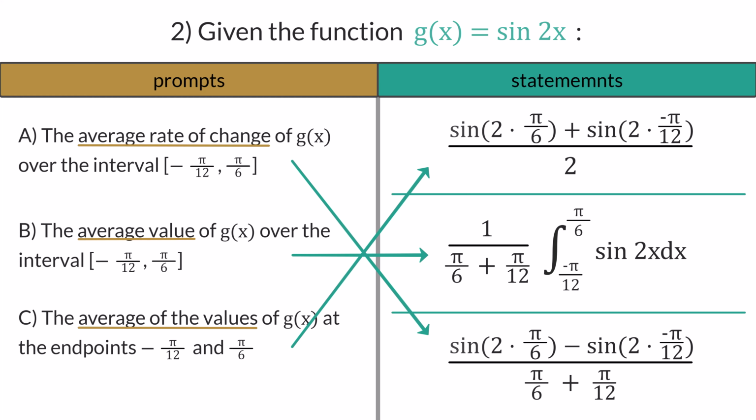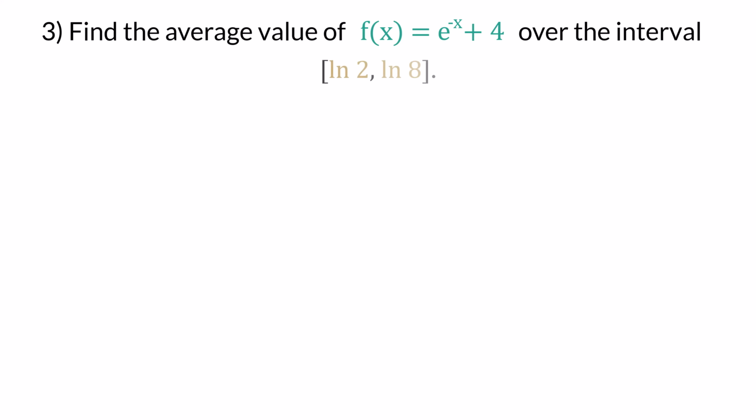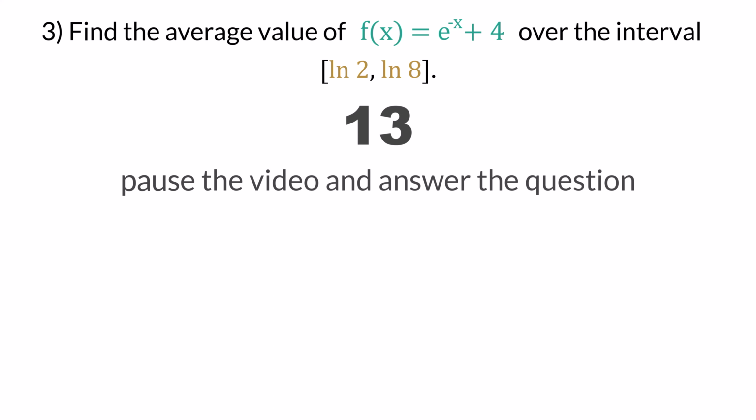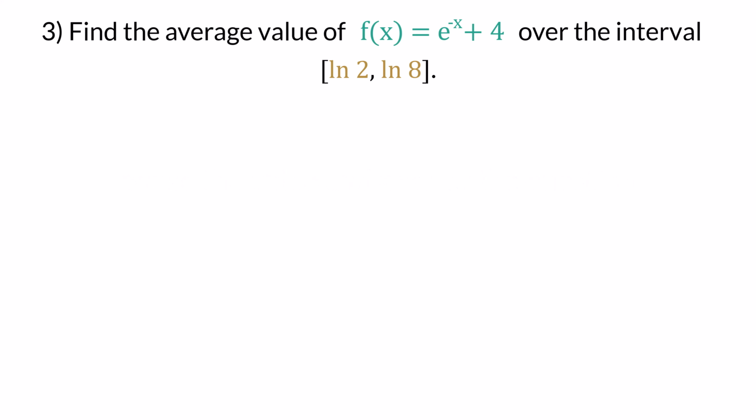Let's now try two more calculations. First, find the average value of some function. We'll say f of x equals e to the negative x plus 4 over the interval natural log of 2 to natural log of 8. First, you're going to integrate f of x. We're going to use substitution.